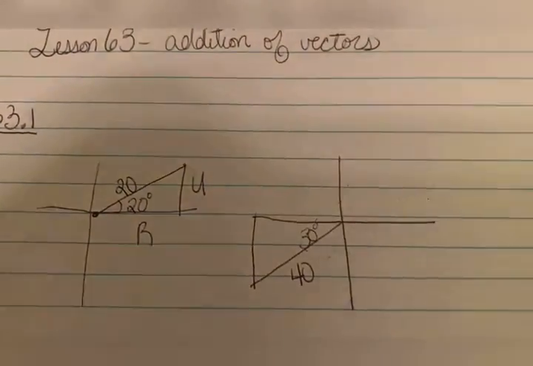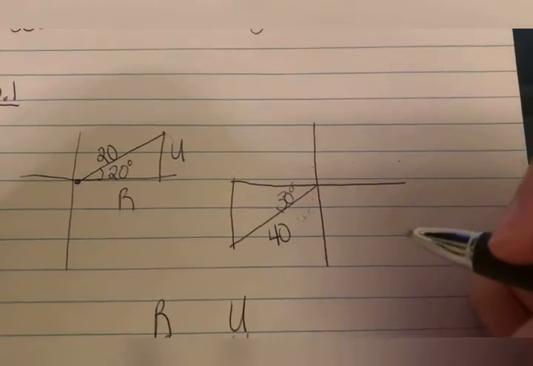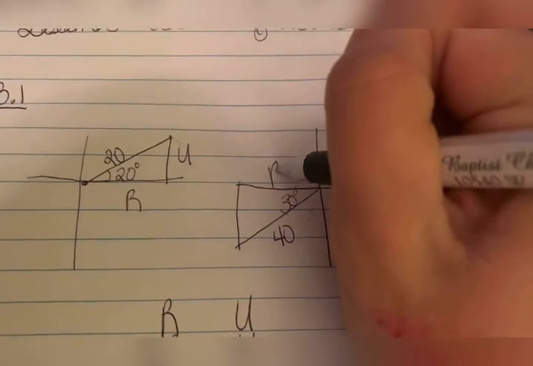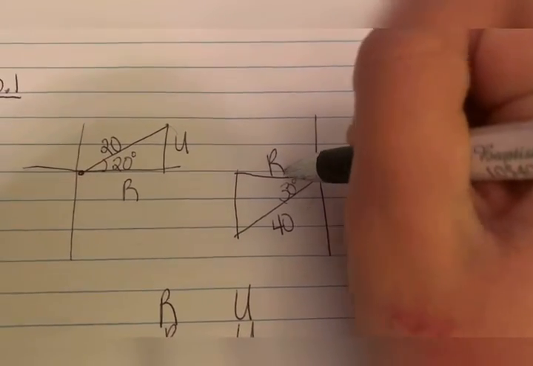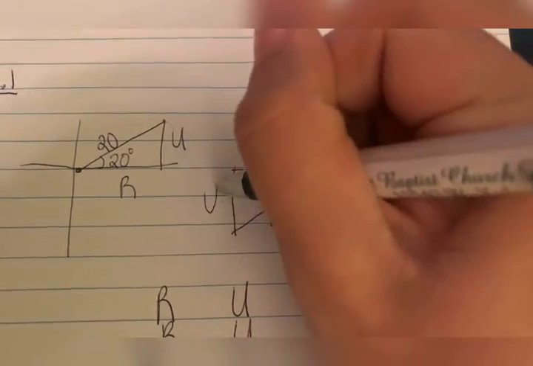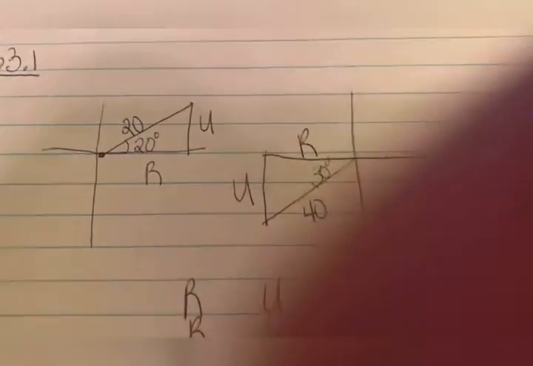We've talked about this before. We've talked about writing it in this form before, so if you need to go back and look up vectors you're going to find it, or just let me know and I can give you a refresher. This is your R, even though it's to the left, it's going to be a negative number. And this is your U, and even though it's down, it's going to be a negative number, okay?